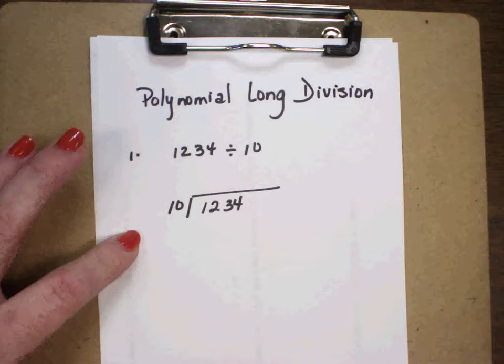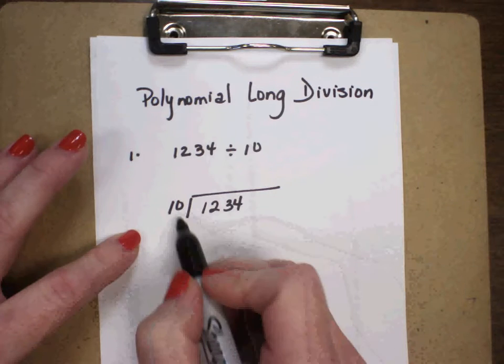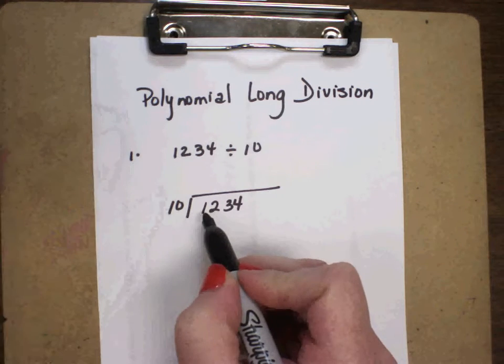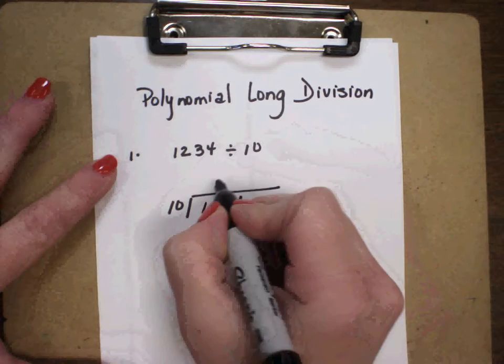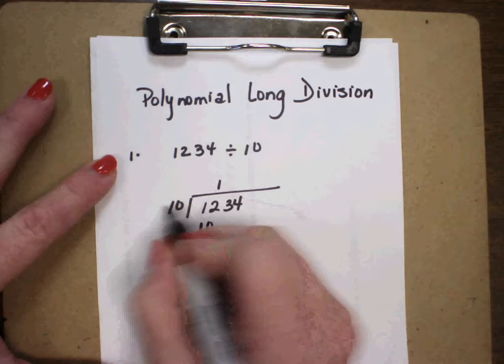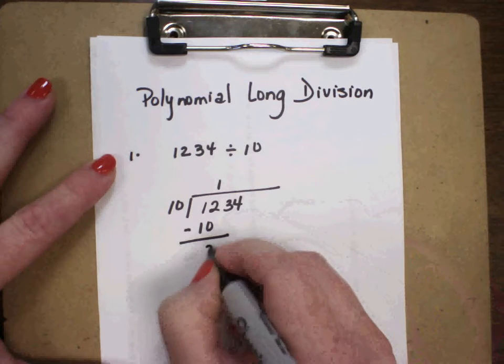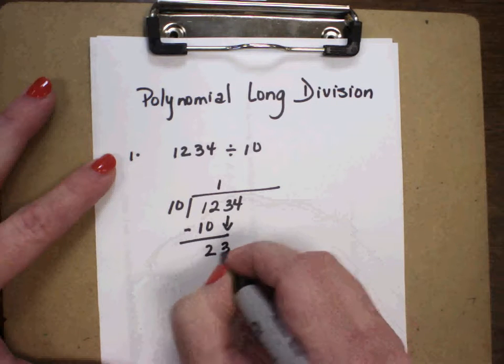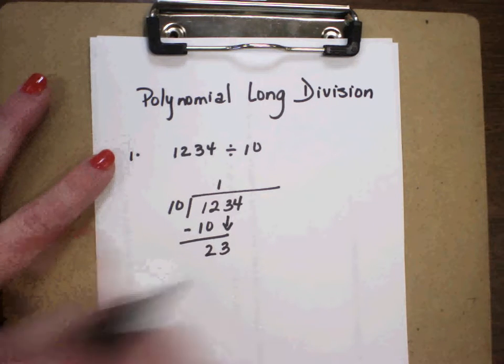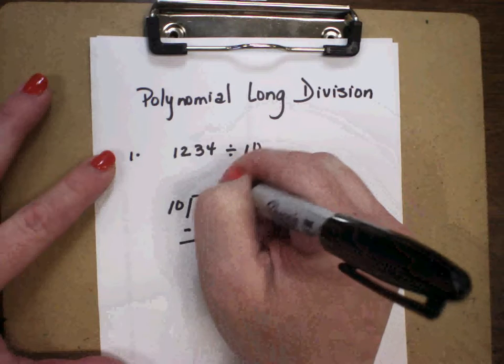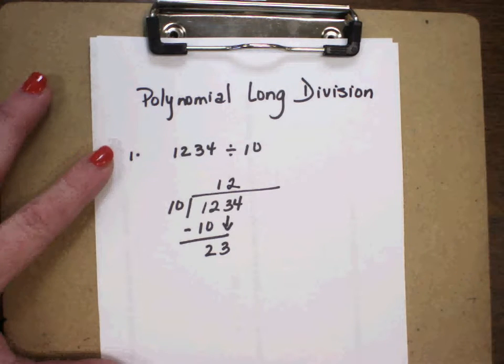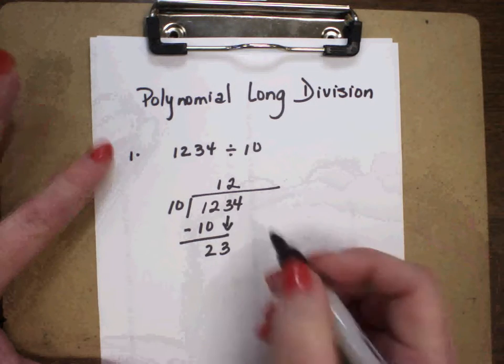is how you do it, right? And then you say 10 inside the 1, it doesn't go. 10 inside the 12, it would be 1s, right? And then you say 1 times 10 is 10, and you subtract, correct? So you get 2, you bring down the 3. 10 into 23 would be twice. Yes? It's just a little review.